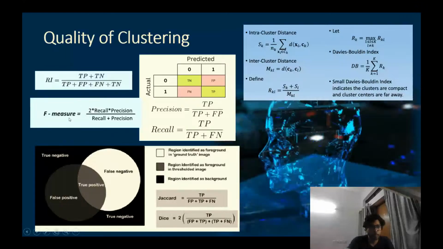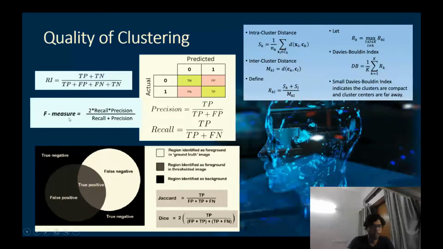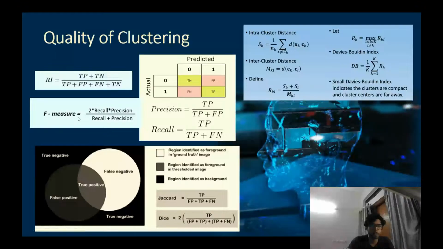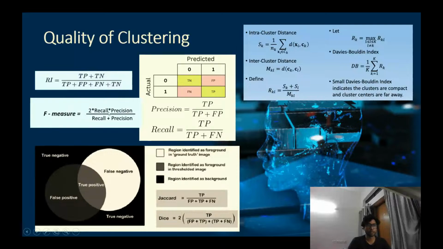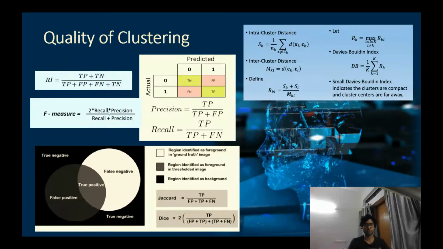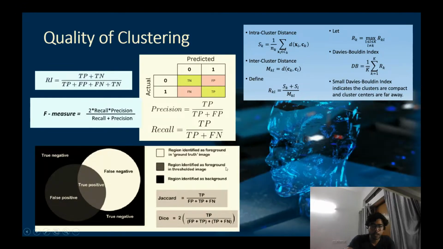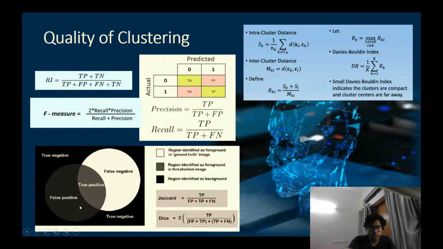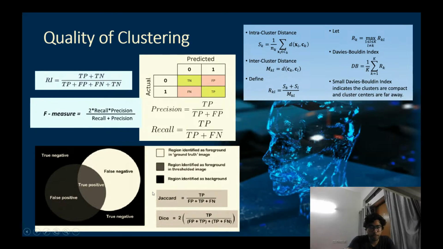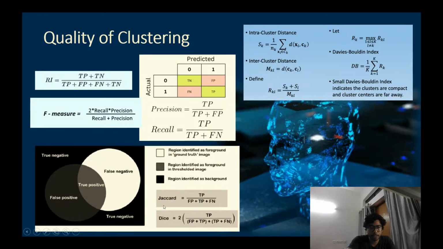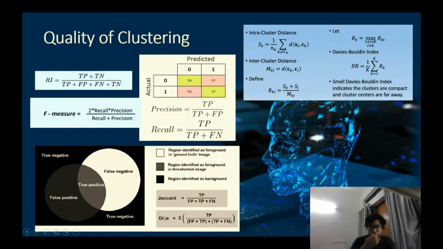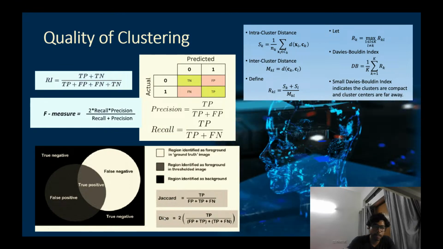The second is the F measure, which we discussed in one of our previous classes. The F measure is 2 times precision times recall divided by precision plus recall. It takes a balanced approach between precision and recall, so a higher F measure means better clustering. Another, which are some of the new terms we will see, is the Jaccard index, and next is the Dice index. So what are the Jaccard index and the Dice index?